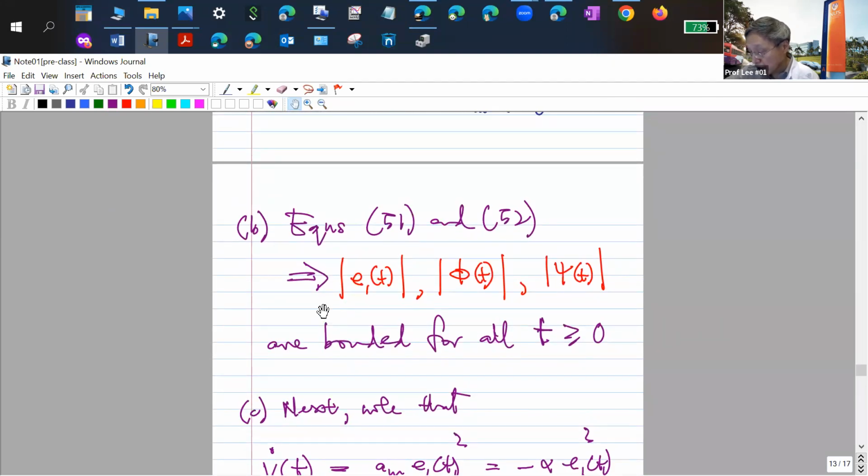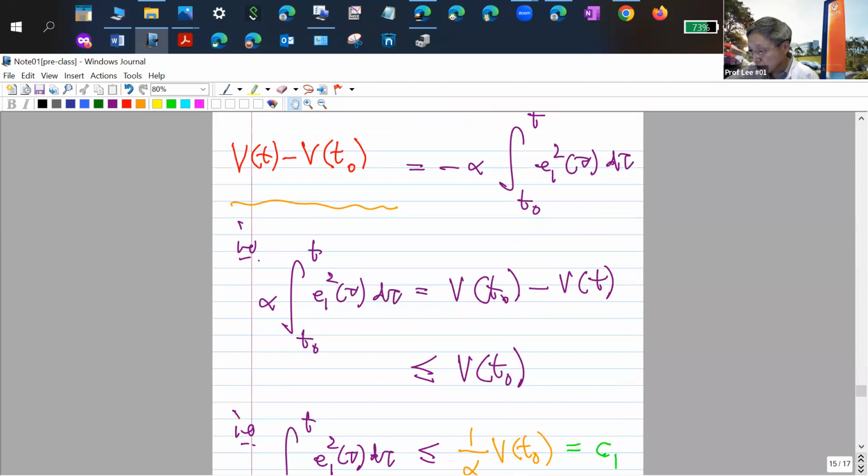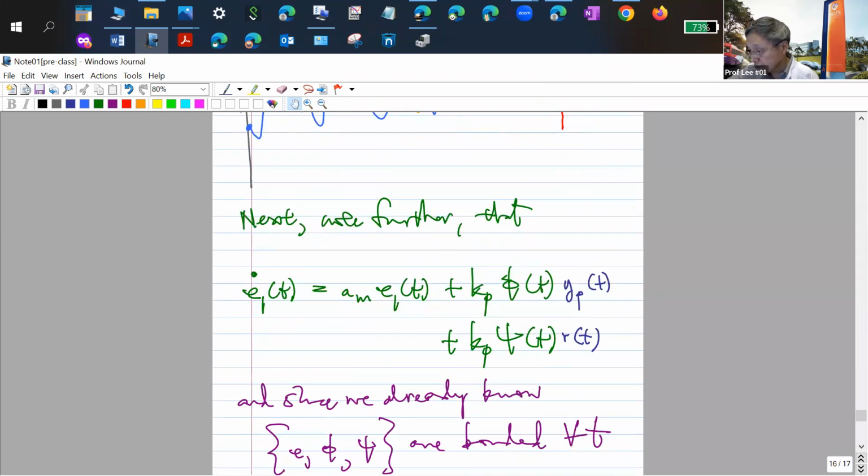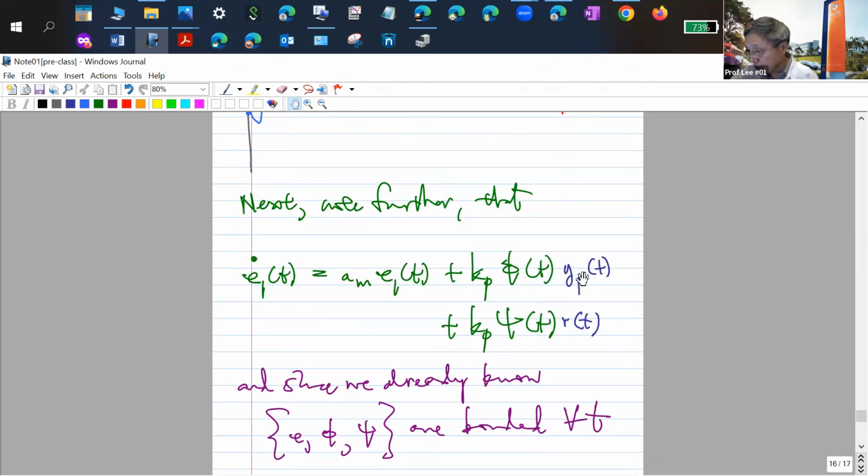We proved E1 is bounded. E1 is YP minus YM. YM is bounded. Therefore, YP is also bounded. Phi is bounded, YP is bounded, so this is also a bounded term. KP is just a number, C we have proved to be bounded, and R, of course, your reference signal will be bounded. So we have, in addition, shown separately that the derivative of the tracking error, E1 dot, is also bounded.